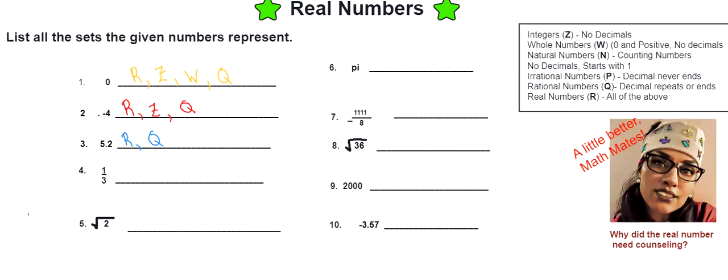Number 4, 1/3, it's a fraction. That's real. But 1/3, if you do 1 divided by 3 on your calculator, you're going to get 0.33333 repeated. That's not an integer because it's a decimal. It's not a whole number. It's not a natural number because it has a decimal. But 1 is an integer and 3 is an integer. An integer divided by an integer gives you a rational number. 0.3 is repeating. Repeating decimals are rational.